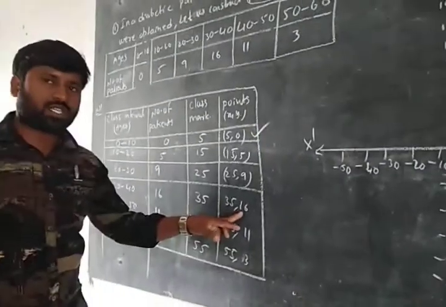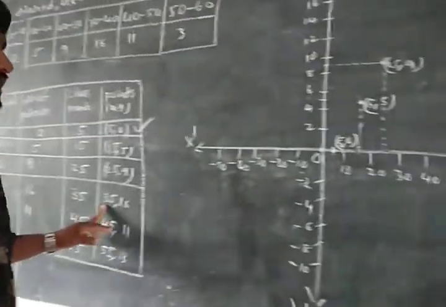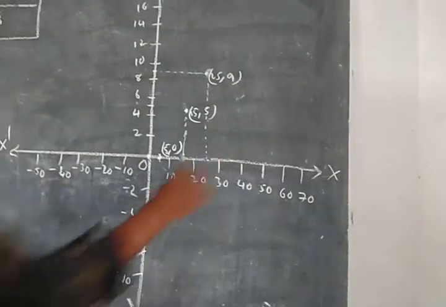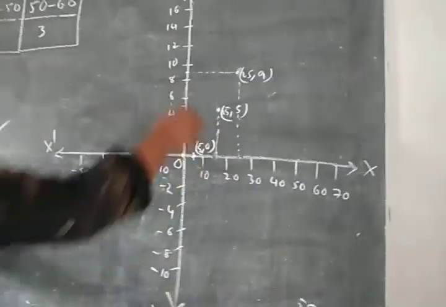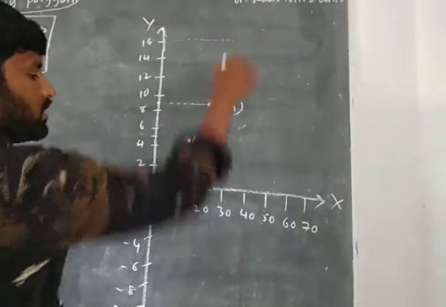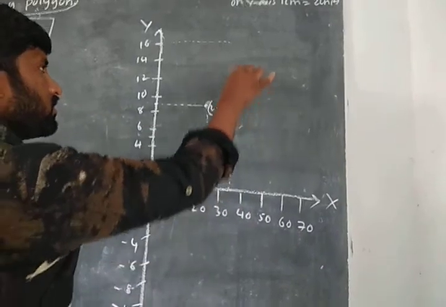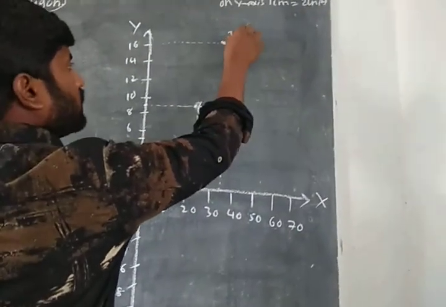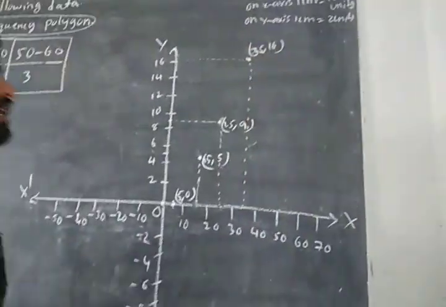Next, 35 comma 16. On the x-axis, 35 is in between 30 and 40. And the y value is 16. On the y-axis, 16 is here, and 35 is in between 30 and 40. So this is the required point, 35 comma 16.